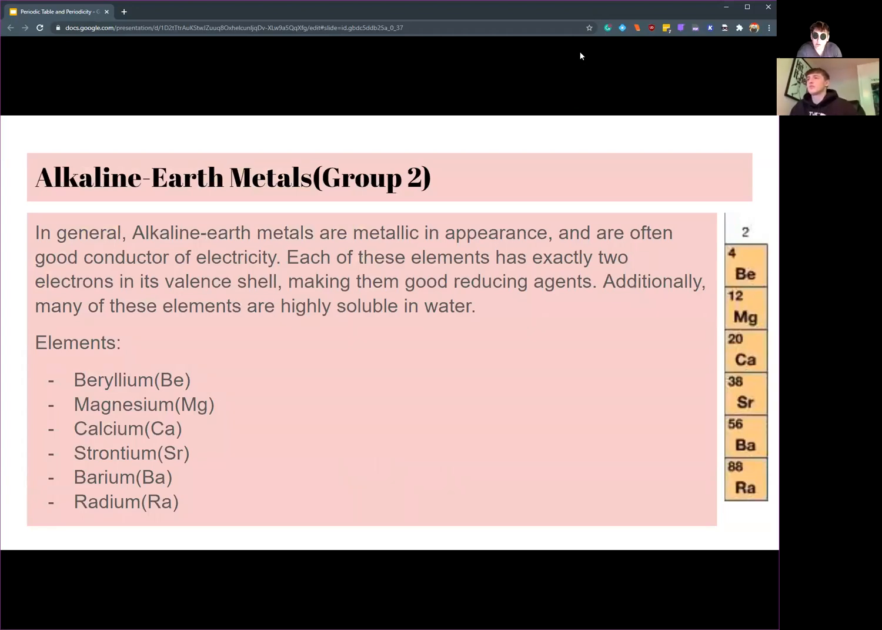Okay, so the alkaline earth metals are all the way on the left in group 2. They look metallic, at least physically, and they're good electrical conductors. They have two valence electrons, which makes them good reducing agents, which isn't exactly relevant, but it's just one of their uses. They also are highly soluble in water. I don't know why, but that's just one of their unique properties.